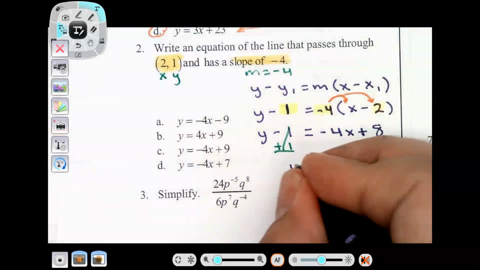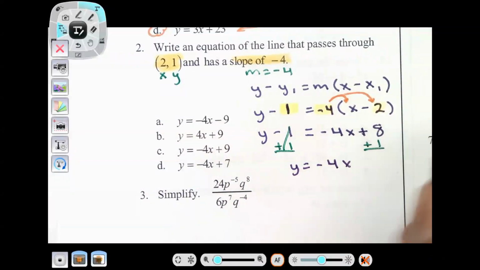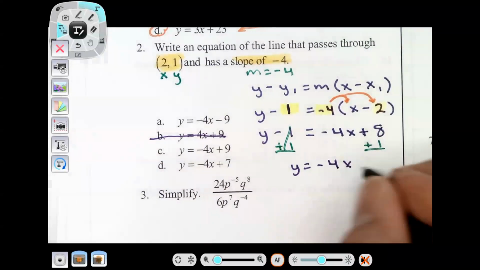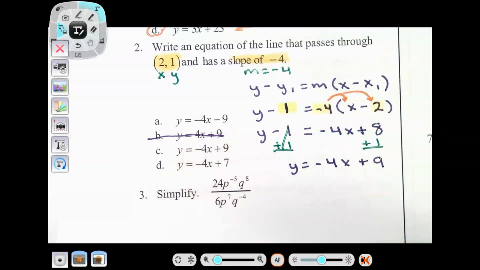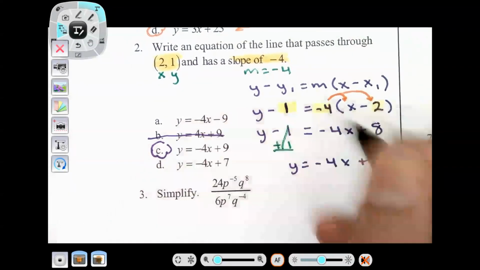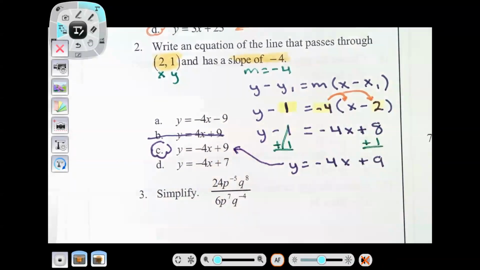And just like that, y is equal to -4x. So you see this one's out. 8 plus 1 is 9, but it's a positive 9. Don't fall for their tricks there. There's the answer, right? There's the only one that matches.